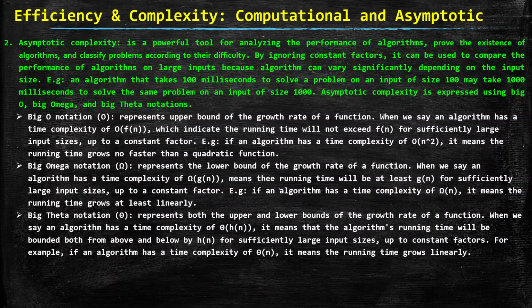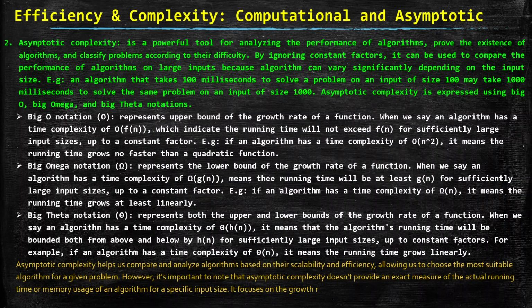Big theta notation represents both the upper and lower bounds, meaning the average bound of the growth rate of functions. When we say an algorithm has a time complexity of theta of n, it means that the algorithm's running time will be bounded both above and below, meaning upper and lower, for a sufficiently large input size, up to constant factors. For example, if an algorithm has a time complexity of theta of n, it means the running time grows linearly, meaning average.